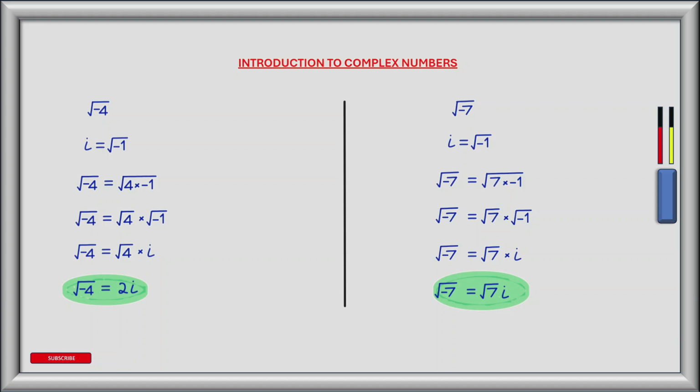Let's see if we can find the square root of -7. So we can rewrite the square root of -7 as the square root of 7 multiplied by -1. Simplifying this, the square root of -7 is equal to the square root of 7 multiplied by the square root of -1. Substituting i in for the square root of -1, we have the square root of -7 is equal to the square root of 7 multiplied by i. And therefore, the square root of -7 is equal to the square root of 7 i, which is our final answer.